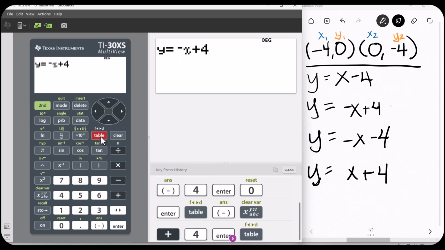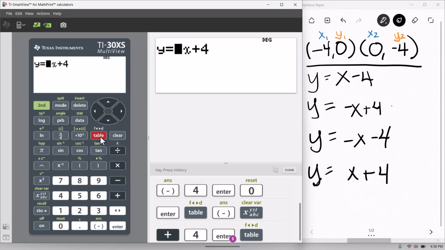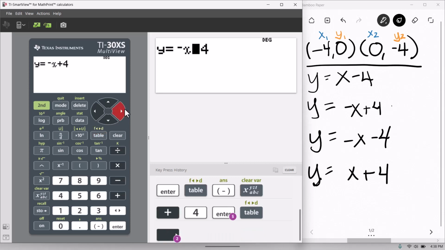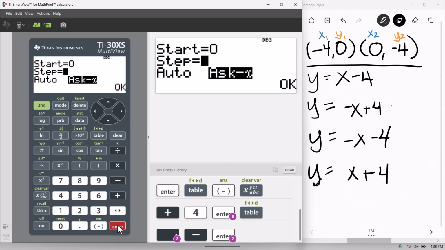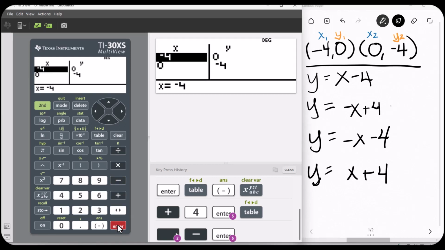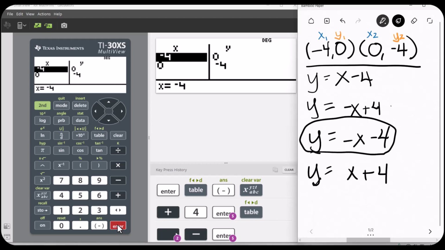The third answer choice, -X minus 4. Since I already have the equation up, I will make my life easier by just using these arrow keys to get over to the sign and to change the plus sign to a minus sign. I am going to press the enter key to get down to OK. Press enter again. So now I have -4, 0. Yes, that's what I want for my first point. 0, -4. Yes, that is what I want for my second point, which means this is our correct answer choice.